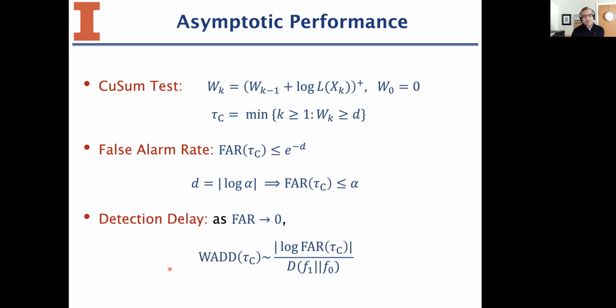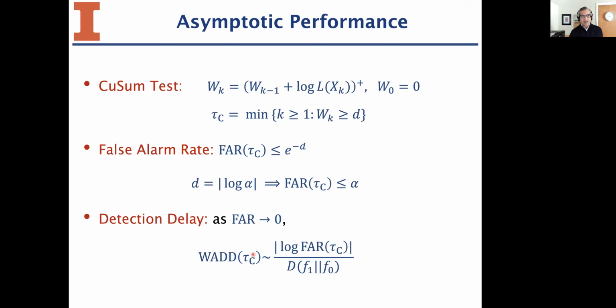The delay can also be analyzed as a function of the false alarm rate. So if you set the false alarm rate to some level, you can show that the delay of the Q-sum test actually goes as the absolute log of that false alarm rate divided by the Kullback-Leibler divergence between the post and pre-change distributions, D(f1, f0). And so what this relationship tells us is that the false alarm rate actually goes to zero exponentially fast with the delay.